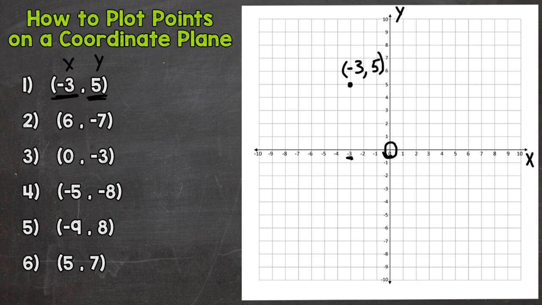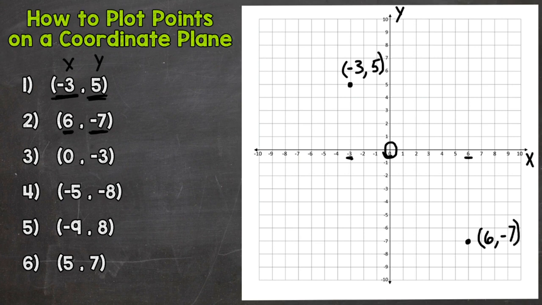So let's go to number 2. Our x is a +6, and then we need to go down to -7. So we start at our origin in the center, and we go over 6. So we find our +6 here. And now we need to go down -7. And we're going down because that's a -7, not a +7. So we go down, find where they intersect, and plot our point. And I'll label our point 6, -7.